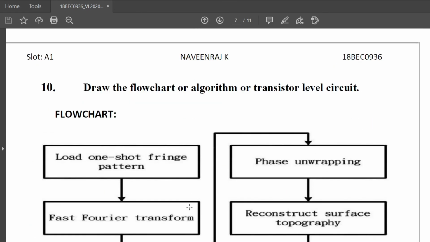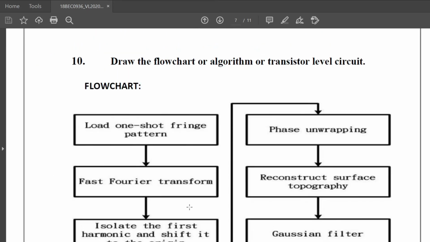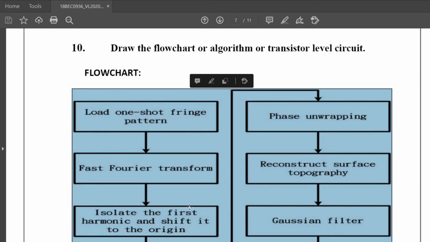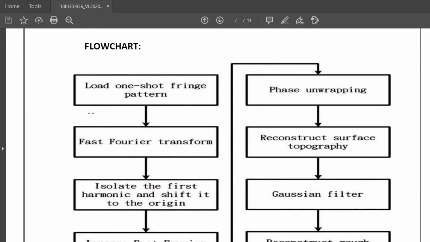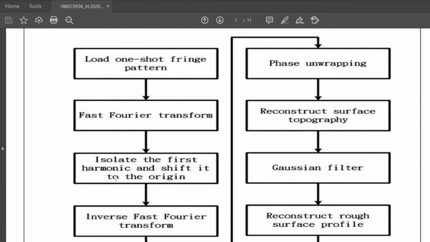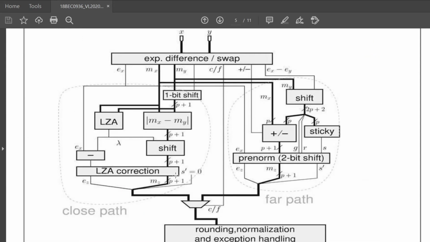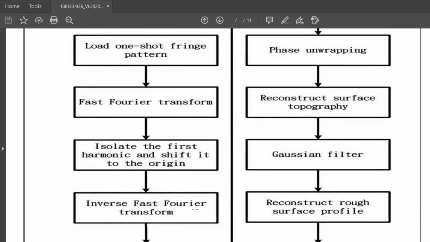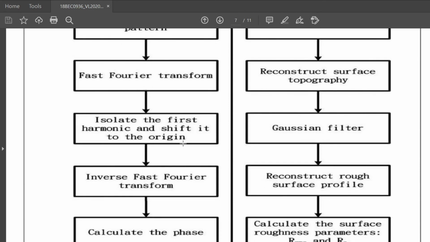And that's simple. Now let's talk about the flow chart. This is the last question. So let's start. Load one short fringe pattern. A fringe pattern is loaded. It's given to the fast Fourier transform. It's subjected to FFTs, and this isolates the first harmonic and shifts it to the origin. We saw the shift here. As we saw, there was a one-bit shift, sticky, and other operations. So based on that, the first harmonic is isolated and shifted to the origin.